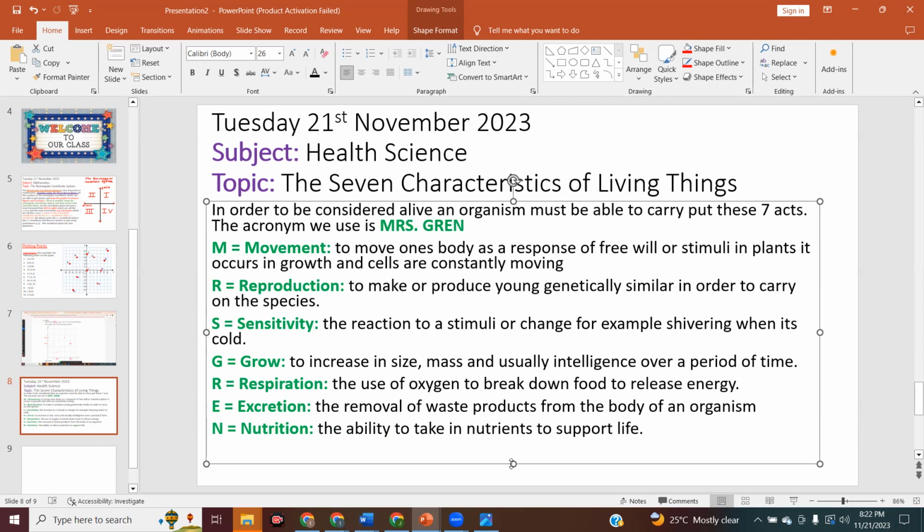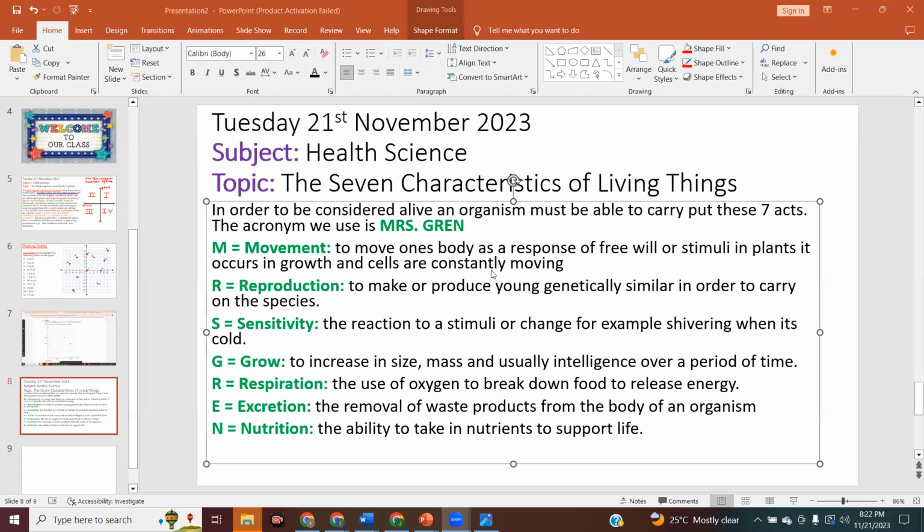Okay, so let's go over the different characteristics of living things. Now, this is very important. An organism must have all of these characteristics in order for it to be called a living thing, right? So it must be able to do all of these before we call it a living thing. So let's go over it. Can you all hear me? Yes, sir. Good.